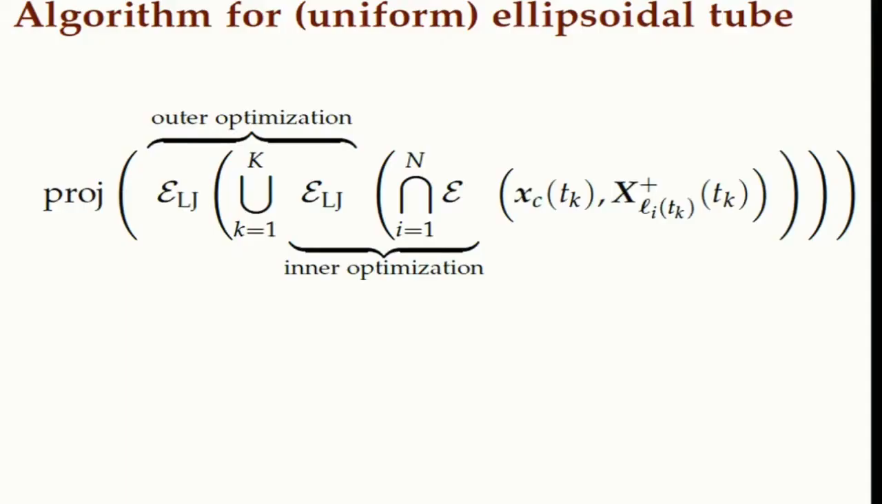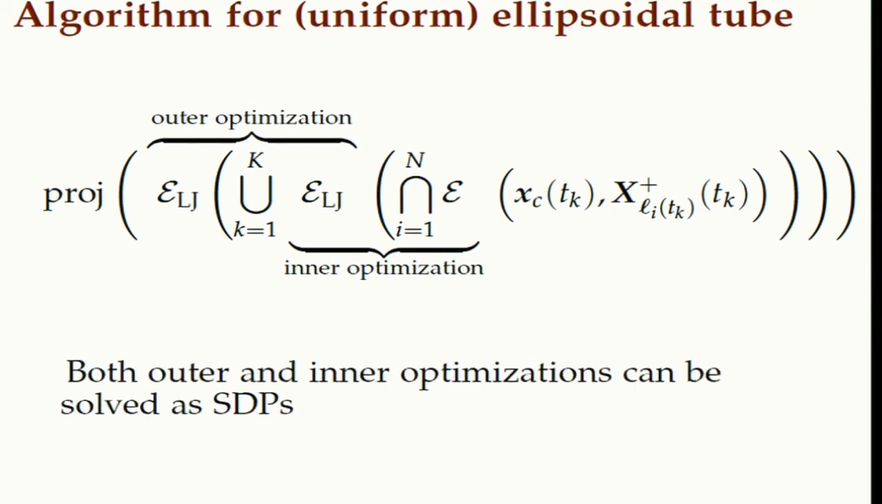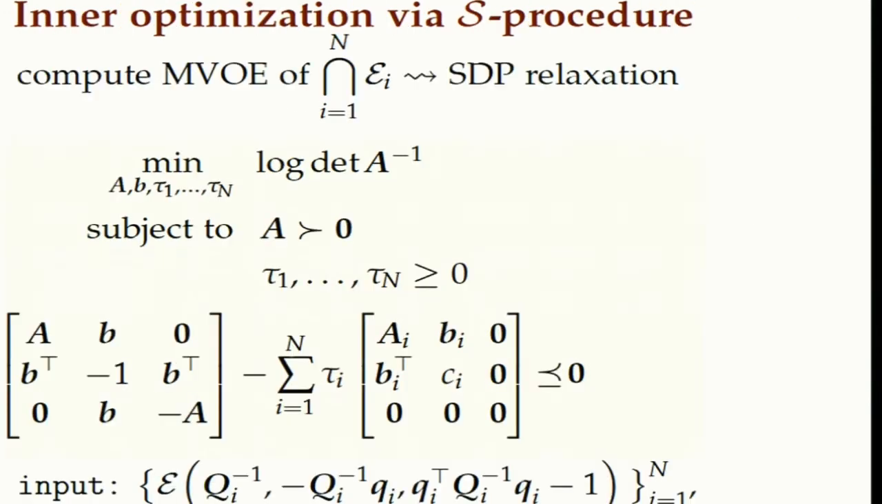Now it turns out that the computation of the Löwner operator, that is the minimum volume outer ellipsoid of a set of intersecting ellipsoids, let's call it the inner optimization problem. This is an optimization over the parameterizations, and then again there is an optimization over time. It turns out both of these optimizations can be formulated as semi-definite programming problems. In particular, the inner optimization can be done via what is called the S-procedure.